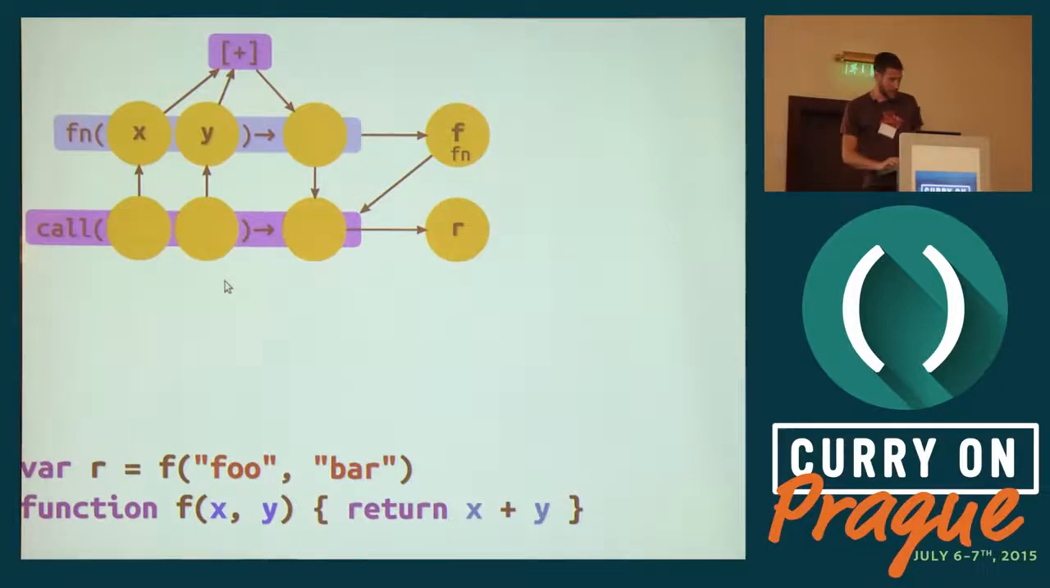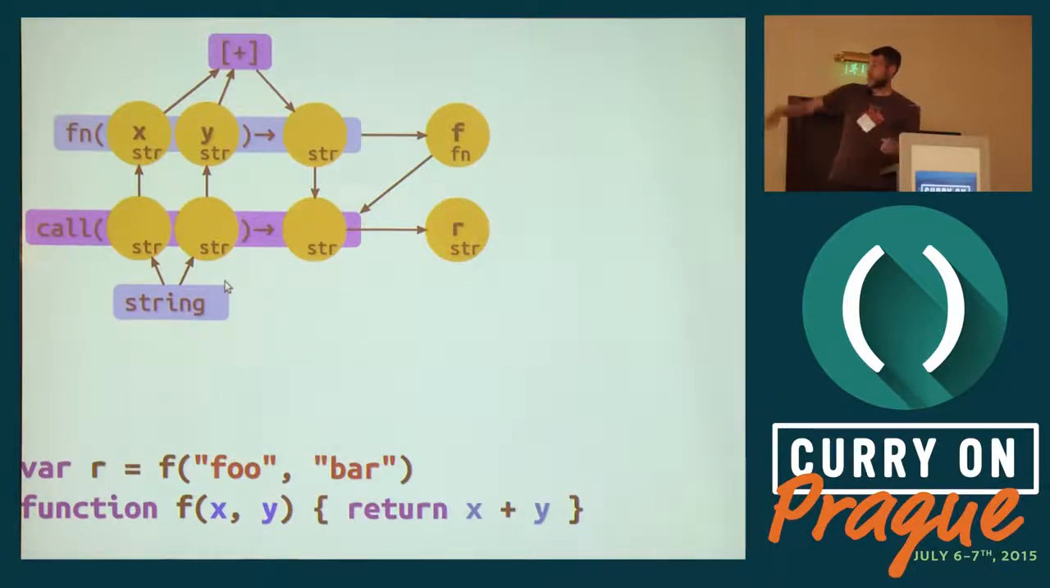So now if we fill in the actual types passed to that call, they flow up into the function's parameters, through plus into the function's return type, into the call's return type, and now we know that R is an actual string. So this is already a non-trivial graph for a completely trivial program. You can imagine that these are impossible to visualize and very tangled for bigger programs.